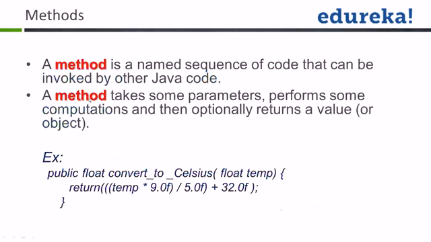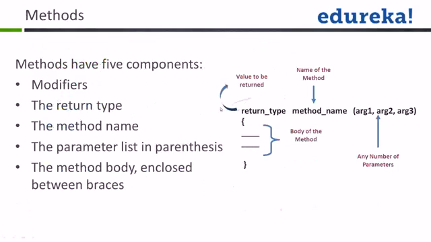I come to methods in Java. A method is a named sequence of code that can be invoked by other Java code. You've already seen that. In class 2 I declared a method, and that method was invoked from class 1 using some Java code. It is a sequence of code, a set of instructions. A method takes some parameters, performs some computation, and then optionally returns a value. So let's see the structure of a method.